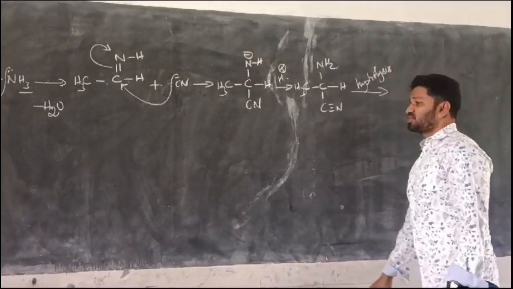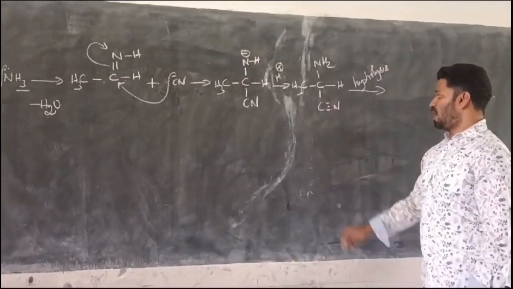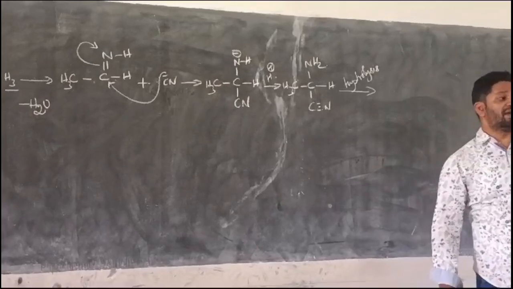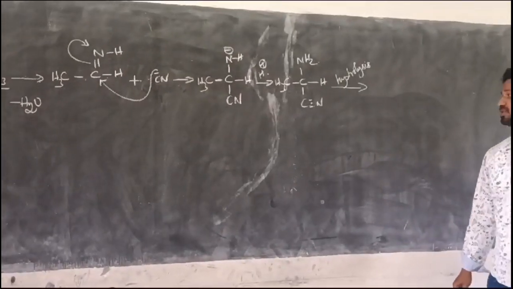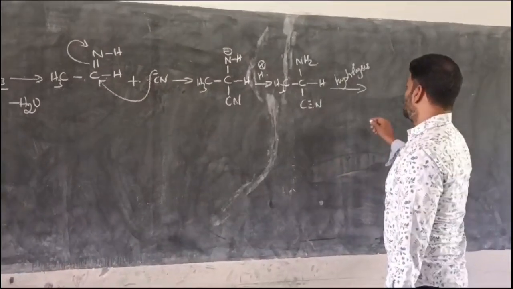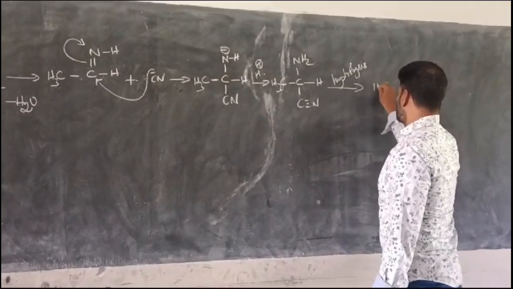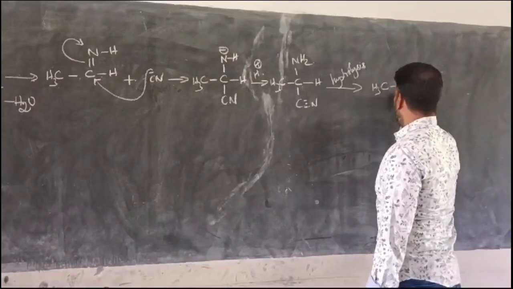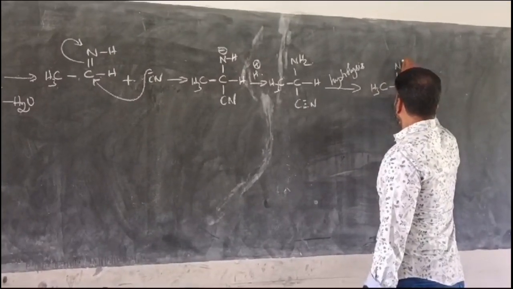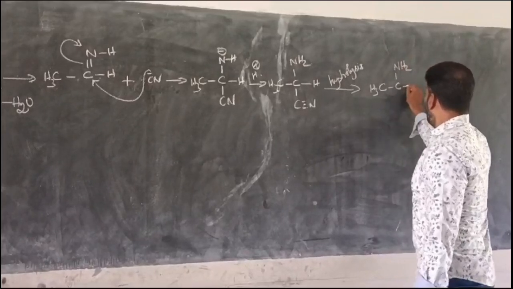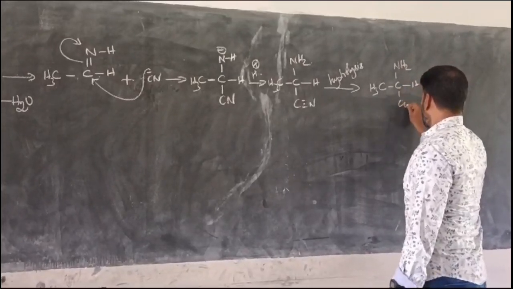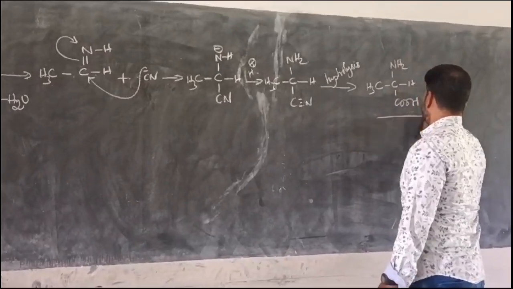On hydrolysis, the carbon-nitrogen triple bond will undergo cleavage, and this will get converted into COOH, giving CH3, single bond, C, NH2, H, COOH. Right?